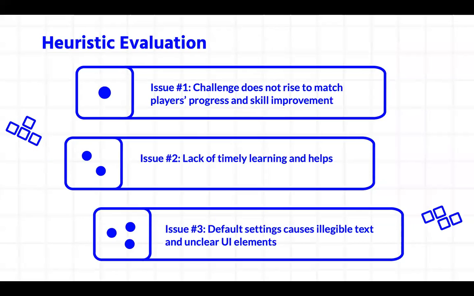We conducted heuristic evaluations and identified 3 critical issues. The first issue we identify is that game difficulty does not rise progressively, and the challenges lack balanced rewards. Secondly, the game does not offer incremental and timely learning. It lacks help and clues for the players after failing too many times. Thirdly, the game's default display setting is pixelated, creating illegible text and unclear UI elements that do not meet accessibility guidelines.